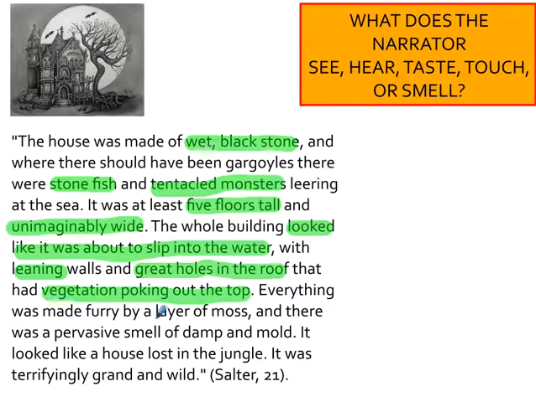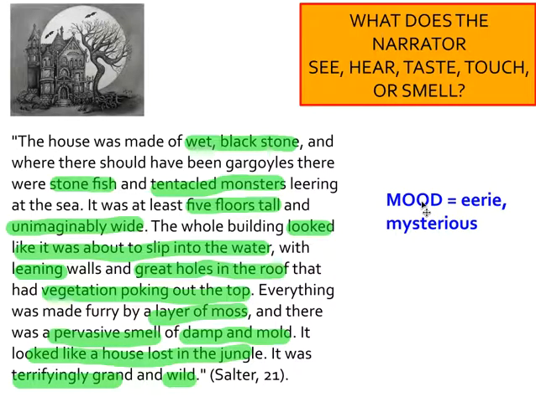Everything was made furry by a layer of moss, and there was a pervasive smell, right? There's our smell of damp and mold. It's also a little bit of a feeling, right? The dampness. It looked like a house lost in the jungle. It was terrifyingly grand and wild. So, through describing what the narrator sees, hears, tastes, touches, or smells, the author creates a mood or a feeling. And remember we said yesterday that mood was eerie or mysterious.